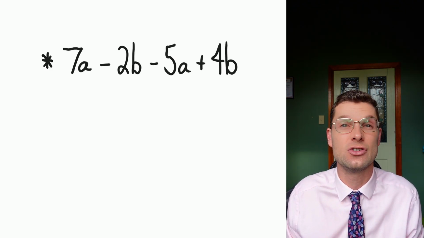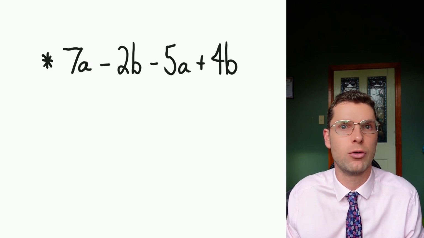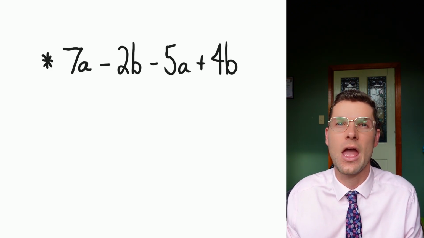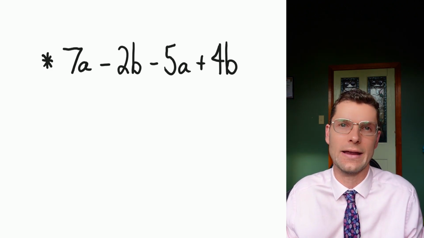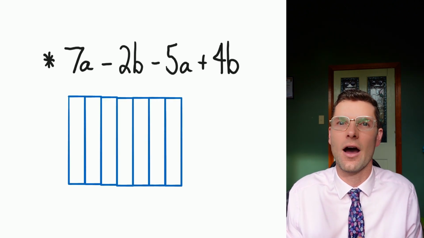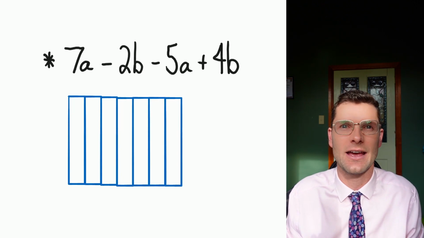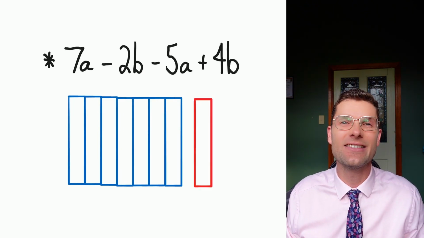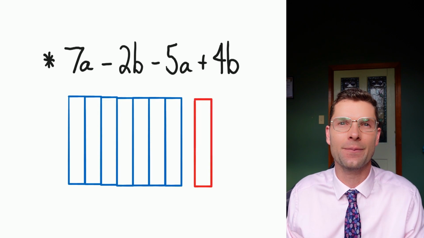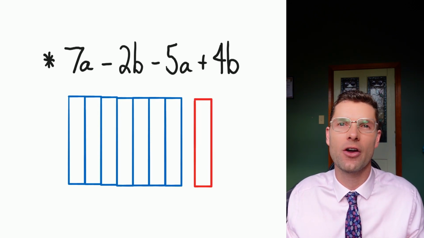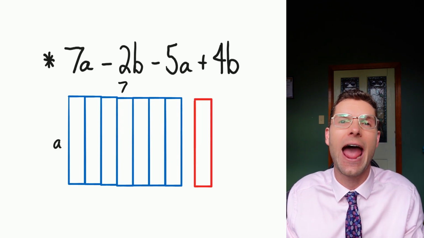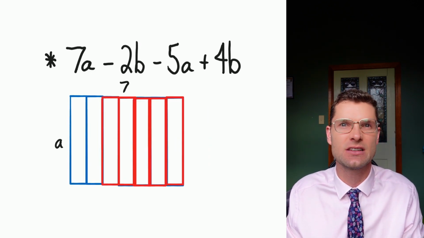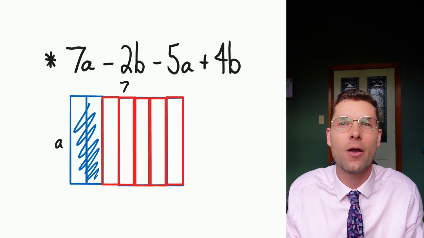What we're going to do is use the exact same shape to represent A and B. But this time, if it's red, that means I'm taking it away. So for this, I've got 7A. I've got the same shape, that A rectangle, 7 times. And then I can see that I've got minus 5A. So on top of those 7A's, I'm going to put 5 red A's. This means I'm taking away those specific shapes, and all I'm going to do is highlight what's left over.